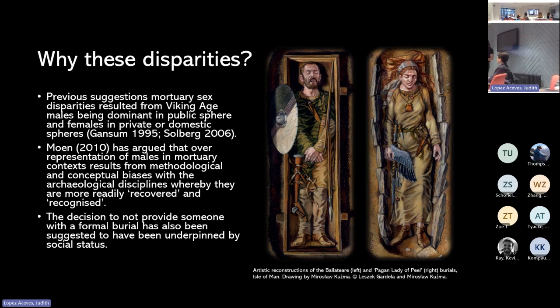But why were there previous suggestions that mortuary sex disparities resulted from males being dominant in certain spheres and females in others? I mean, this is deconstructed now, a lot of it, but it still continues to hold a lot of weight in some circles. Marianne Moen has argued that representation of males results more from the way that they're actually recovered and the way that we think about burial practices in the Viking Age, and has been discussed by Emma Thompson herself. Some of this is thought to have been underpinned by social status.